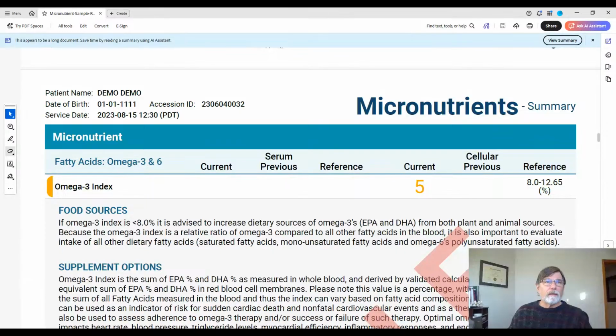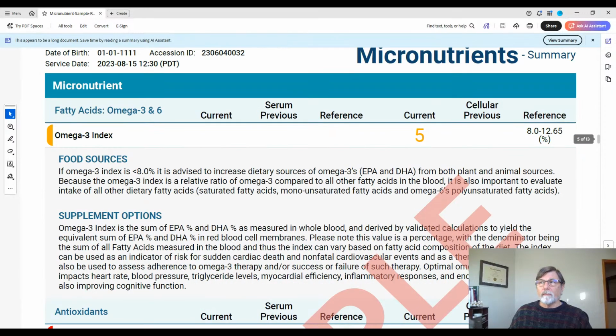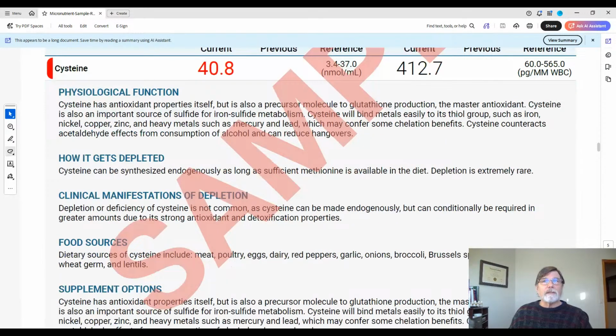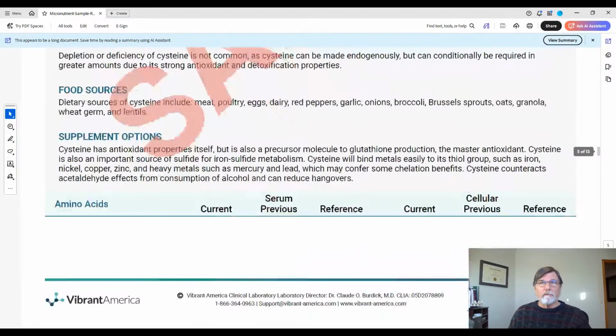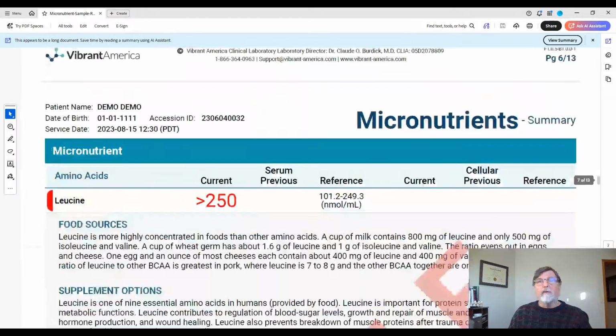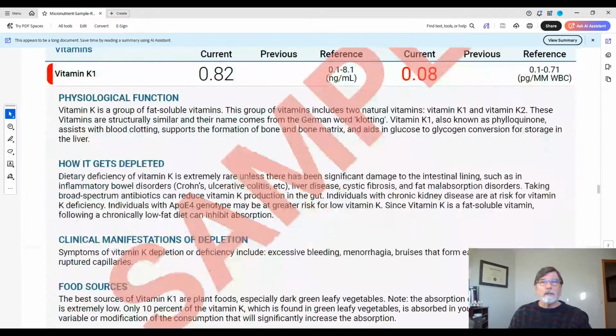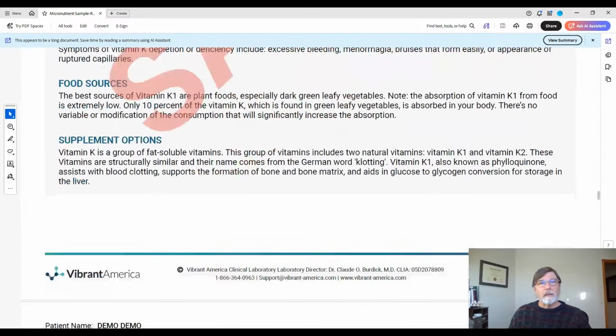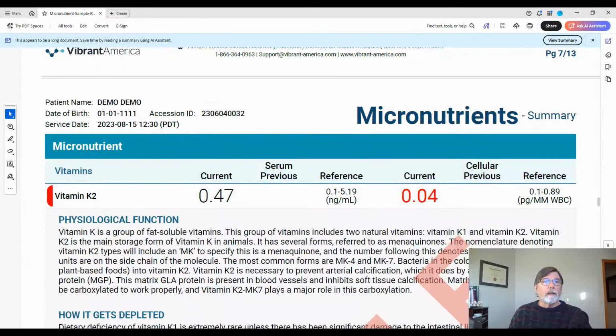So again, omega-3 index, some more information about it. Here's cysteine that is low. And again, we're still in the summary, and it's going to tell us about this nutrient. But this is only a piece of the way I think about this. So we're going to scroll through this whole summary, and you can see, like, here's vitamin K and its physiological function, how it gets depleted, clinical manifestations, food sources, supplement options, and so on.